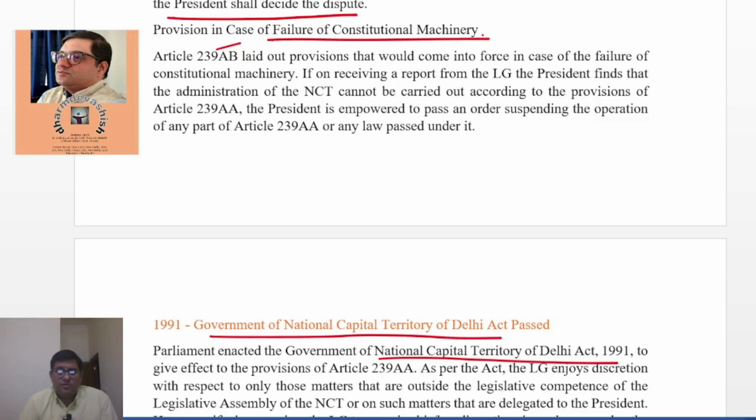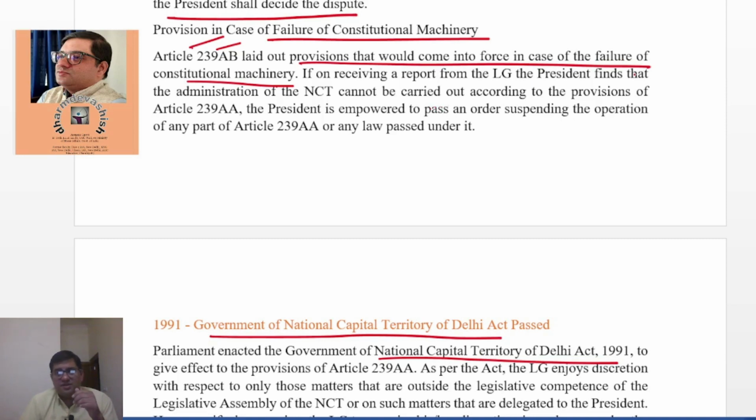But when it comes to a UT, and if that Union Territory is Delhi, known in the official documents as the NCT of Delhi, then in case there is a failure of constitutional machinery, which article would be operationalized? It is Article 239AB. I'm sorry, 239AB. Now 239AB lays out provisions that would come into force in case of failure of constitutional machinery, as I said earlier. Now, how would this Article 239AB be operationalized, and what would be the reporting procedure in this regard?